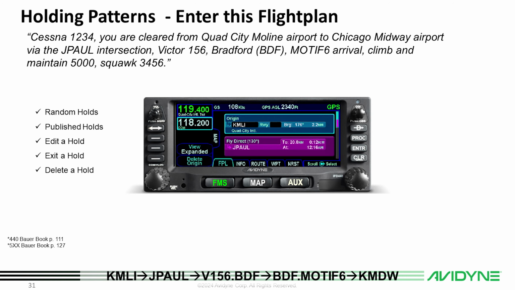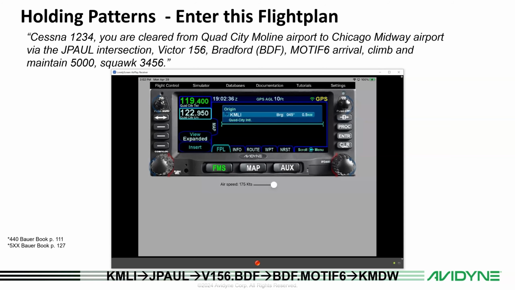So in this lesson, we're going to learn how to enter and fly a random hold, and then we're also going to learn about how to load a published hold and edit it as well. So with that, let's bring up the simulator. Okay, there we go, and we're going to enter this clearance here: Cessna 1234, you are cleared from Quad City Moline to Chicago Midway via the J.